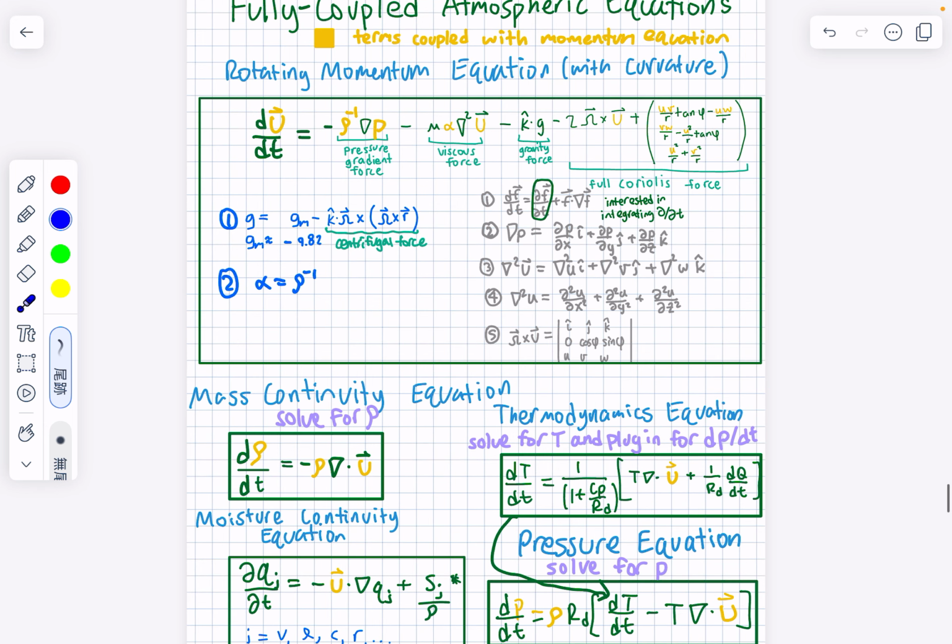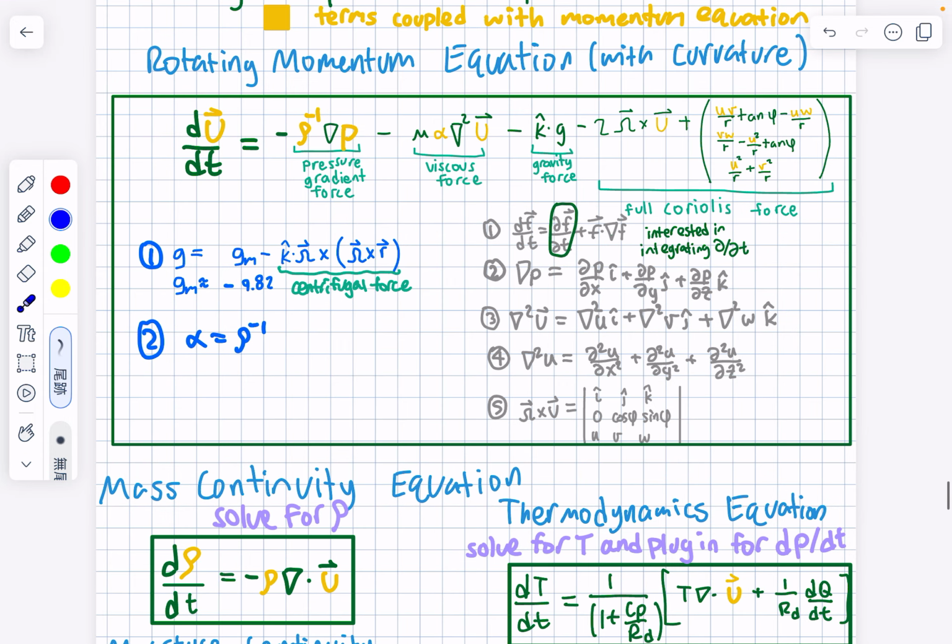And remember that for gravity, it's equal to this g, which is about either 9.81 or 9.82 meters per second squared. And then we also have the centrifugal force. Here I'm trying to use only rho and not this alpha, so that's not necessary.